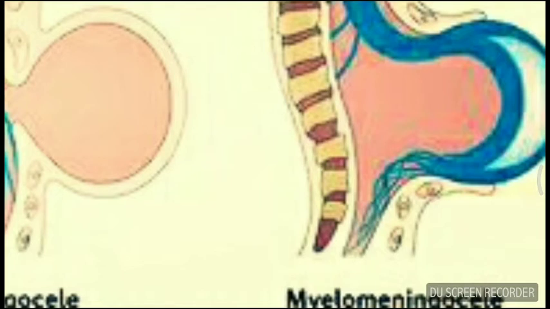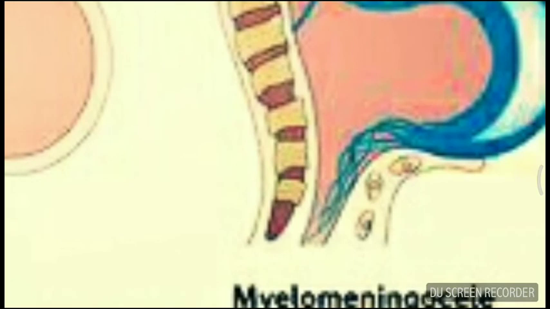Treatment comprises early surgical repair within 3 days of the defect to prevent infection. This is followed by shunt placement for hydrocephalus. Broad spectrum antibiotic from birth till closure is indicated. The most common postoperative complication is wound dehiscence, which can be followed by CSF leak.